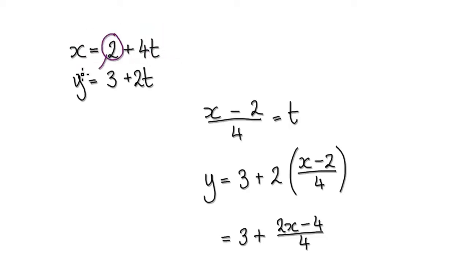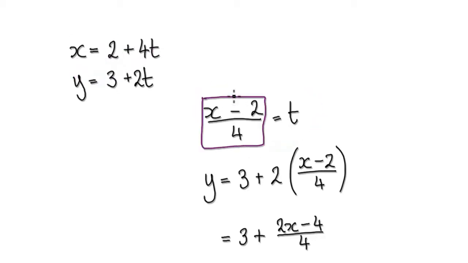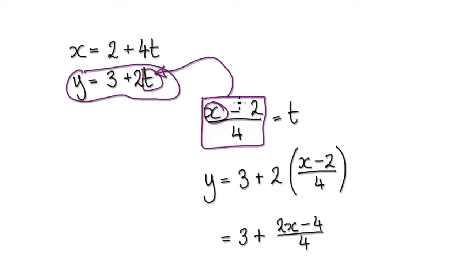So take away 2 from both sides and then divide it by 4. That will then take you to here. So now you know t. Now that you know t, you can put it into here. So now you've got y equals something involving x. Well, put this thing into here. That will then give you this.